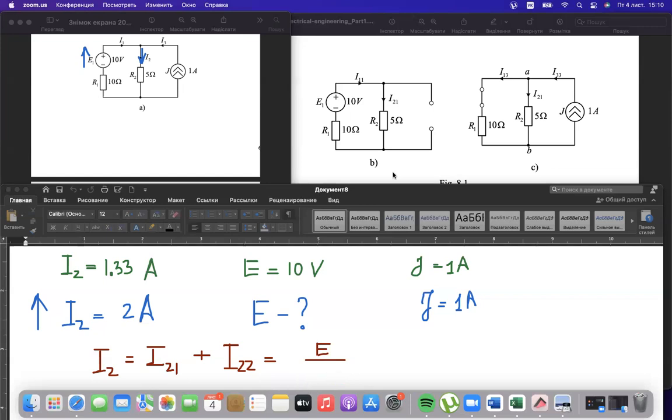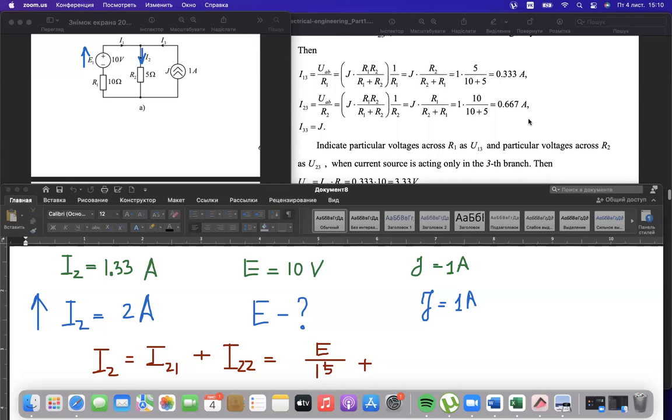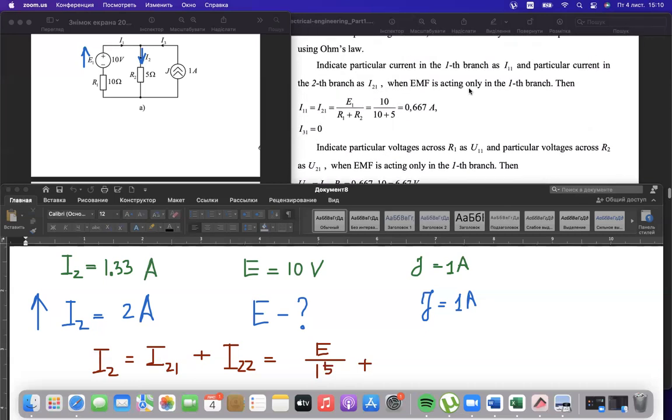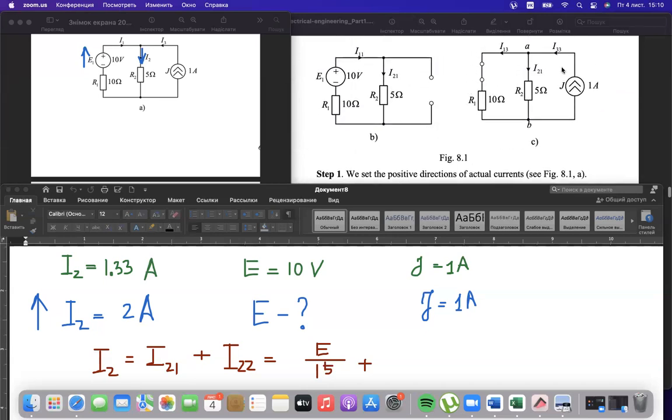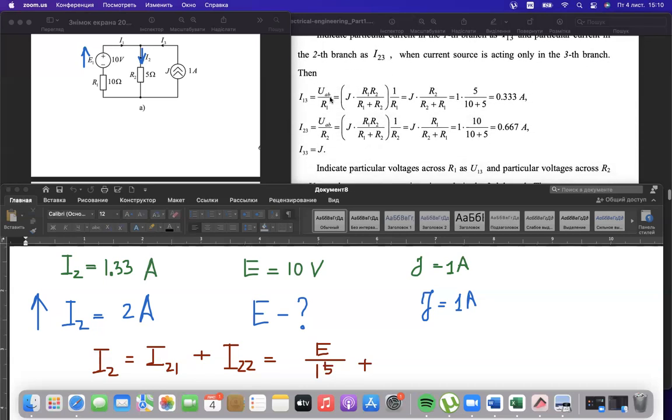These two resistances equal 10 plus 5 equals 15. It was the partial current from the first task and from the second task, from the current source. This current value equals 0.67, yes? The total one. 0.67, it was the total current. Where is it, sorry, just one moment. Here it should be. The total current J is 1 ampere, and it divides into two branches. The smaller branch will be 0.67. That means that this second current is 0.67.